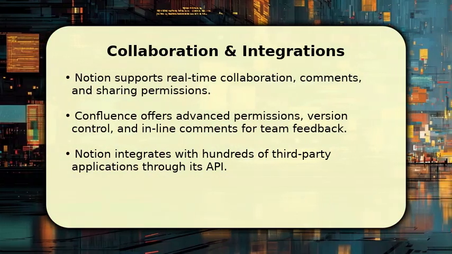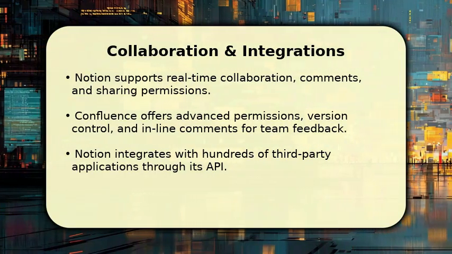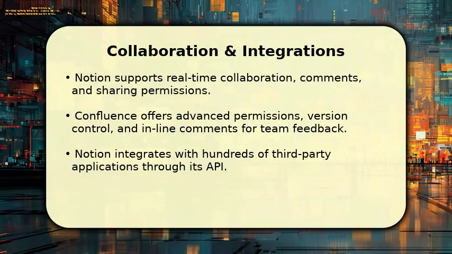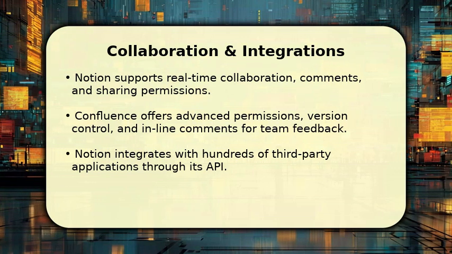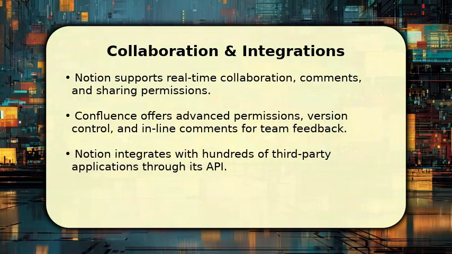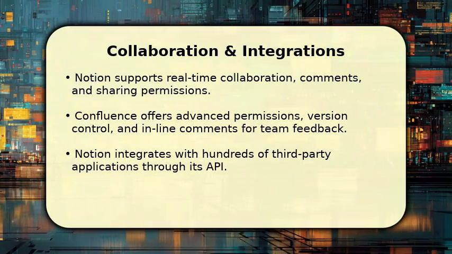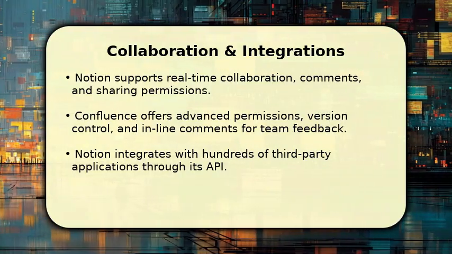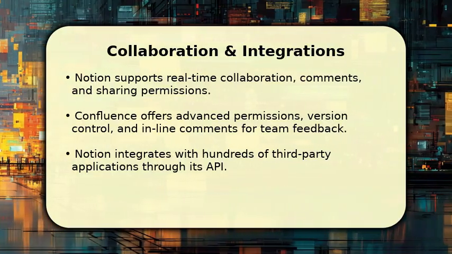When it comes to collaboration, Notion provides real-time editing, comments, and granular sharing permissions, fostering a highly interactive environment. Confluence excels with its advanced version control, inline comments, and robust permission schemes, ideal for maintaining official documentation and ensuring content integrity across large teams. Notion integrates with hundreds of third-party applications via its API, while Confluence boasts native integrations with a wide array of enterprise tools, especially within the Atlassian ecosystem, streamlining workflows effectively for many organizations.